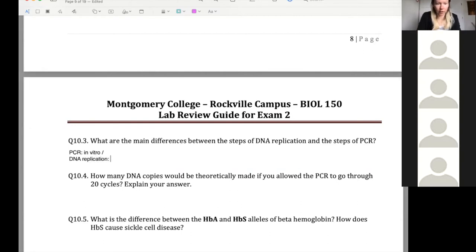So DNA replication is in vivo, it's happening inside of living organisms, whereas in PCR, it's happening in a little reaction tube.